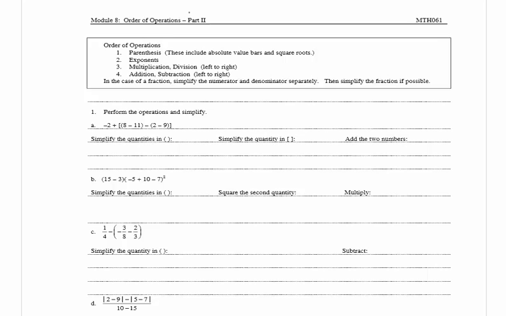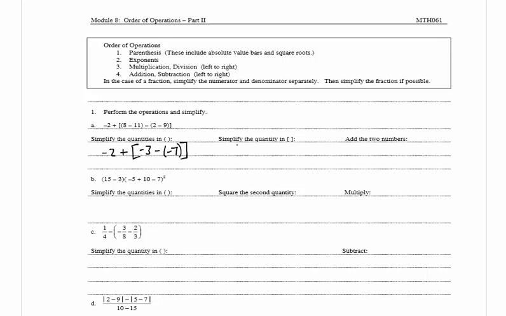First thing we want to do is simplify the quantities inside the parentheses. So we're going to have negative 2 plus, now we have 8 minus 11, and that's equal to negative 3, minus 2 minus 9 is equal to negative 7.